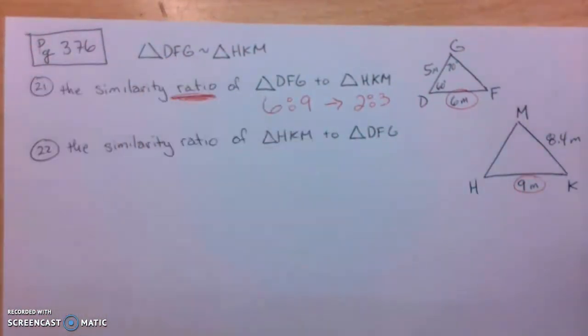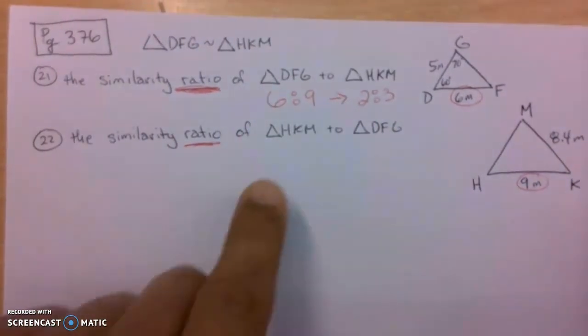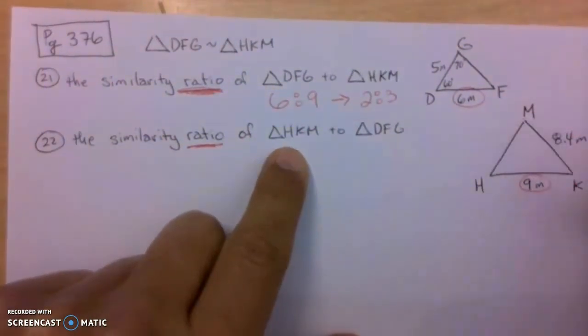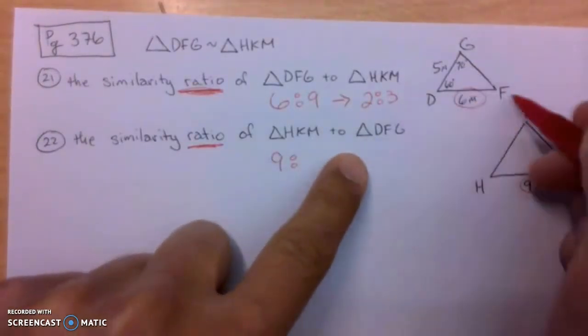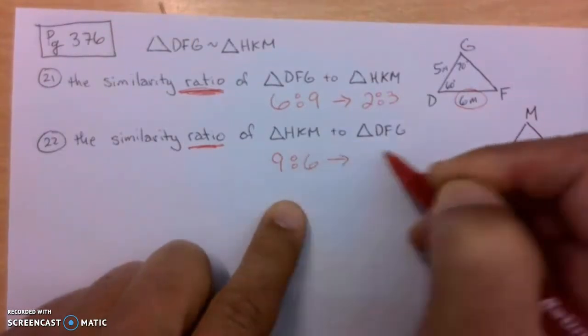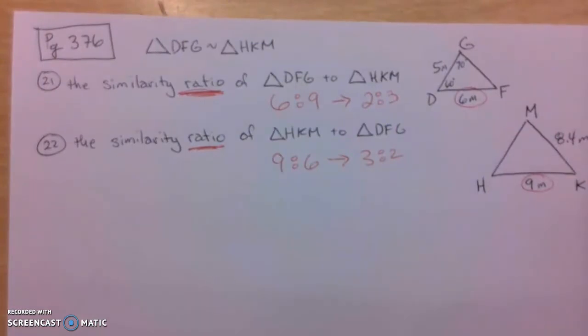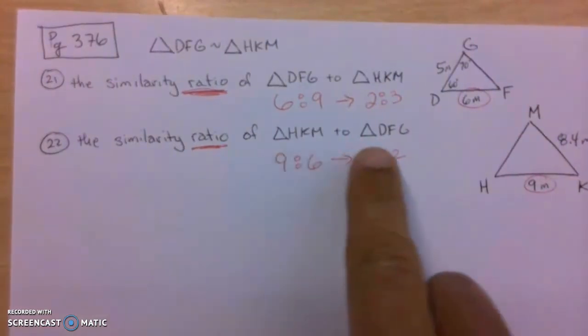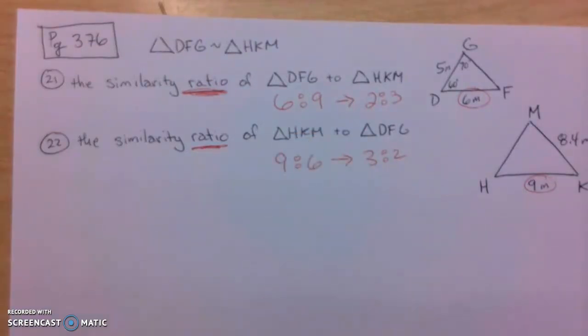They can flip-flop it. And so number 22, they actually do flip-flop it. The similarity ratio of HKM to DFG, so we're going to use the 9 first, to the 6, which I can reduce to 3 to 2. Basically, there's no other calculations here, but pay attention to which number they want first. It's not always the biggest, it's whatever order they decide.